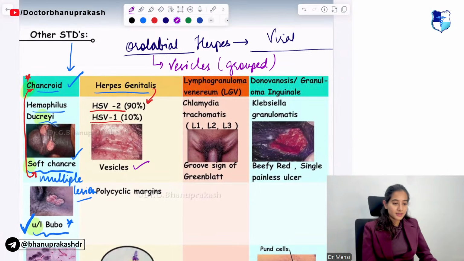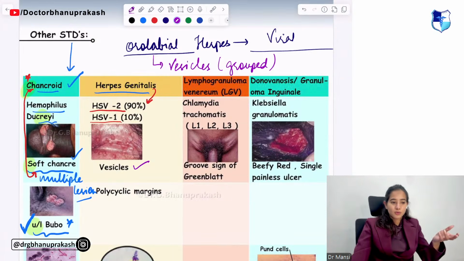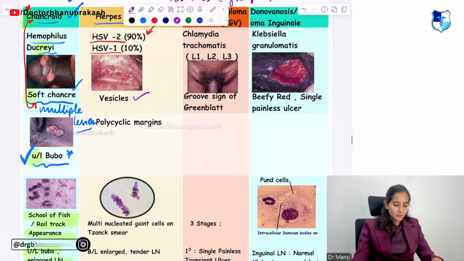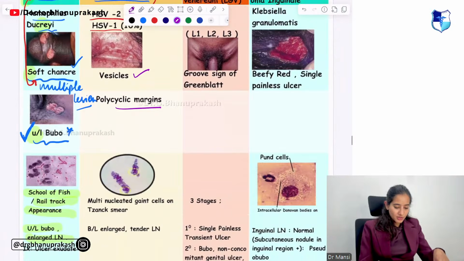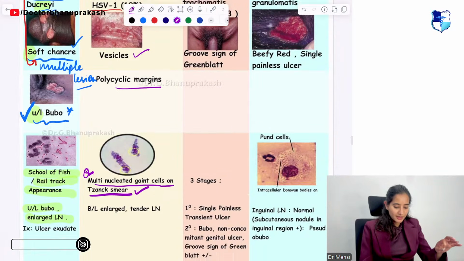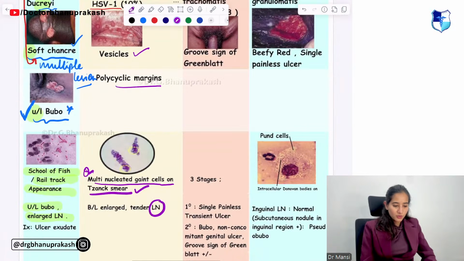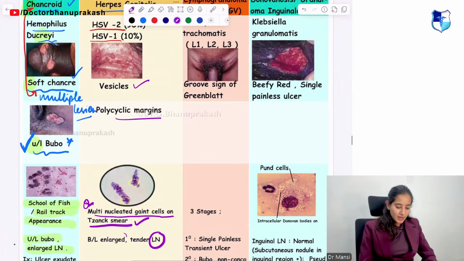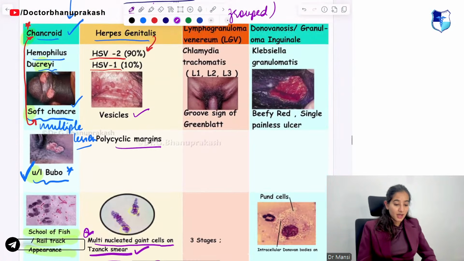So here also vesicles are present. If you remember, a vesicle is a fluid-filled lesion. When you put a torch on the patient, it appears shiny as well. The lesions have polycyclic margins. What you have to remember is that a Tzanck smear is taken for them, where you can see multinucleated giant cells. Lymph nodes are tender and bilaterally enlarged in them.